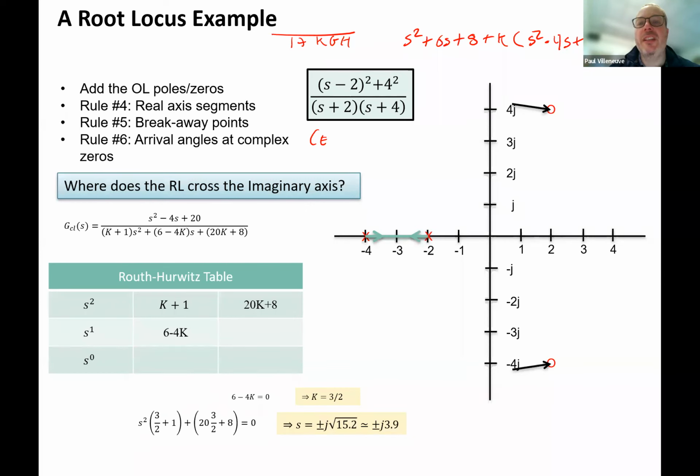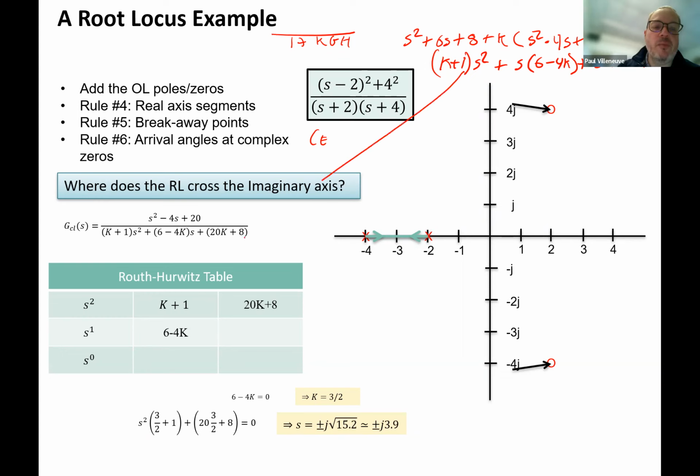So what we see is we have k plus 1 times s squared. That takes care of those. Then I have a 6s and a minus 4ks. Let's do the s term: we have a 6 minus 4k. And then lastly, we have 8 plus 20k. And that's what we're going to put into our Routh-Hurwitz table.